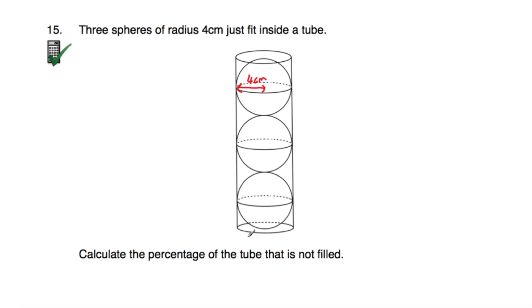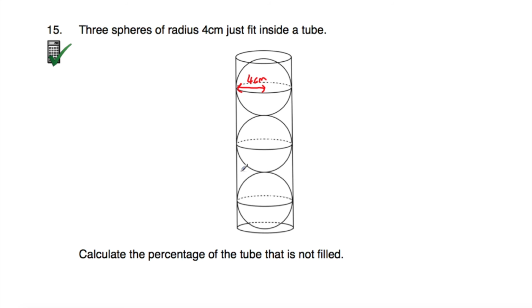And we've been asked to calculate the percentage of the tube that is not filled. So in this question, our approach is going to be, we're going to find the volume of the tube, so the volume of that cylinder. We'll then find the combined volume of the 3 spheres. So we'll find the volume of that sphere, and that sphere, and then add them up to find the combined volume of those spheres. We'll then take that away from the volume of the tube, so the volume of the cylinder, to see what's left.